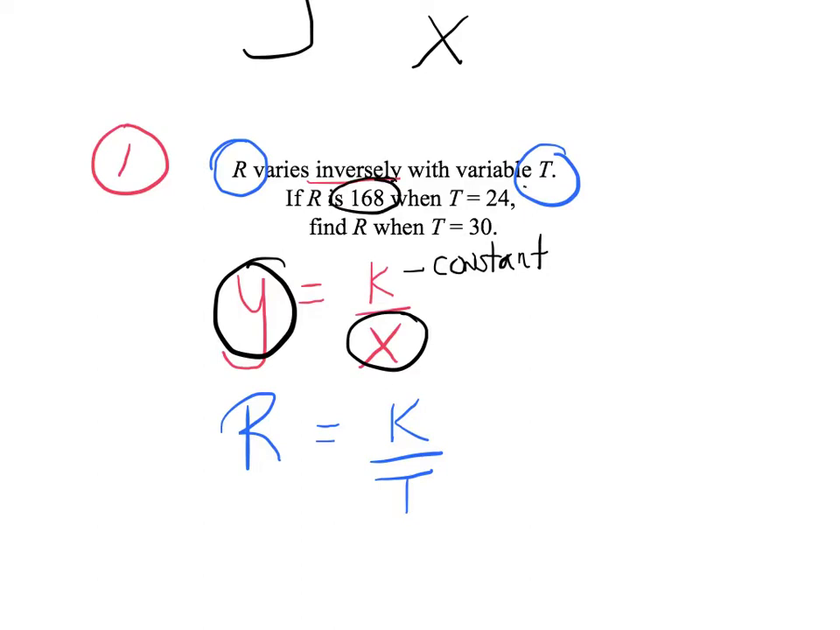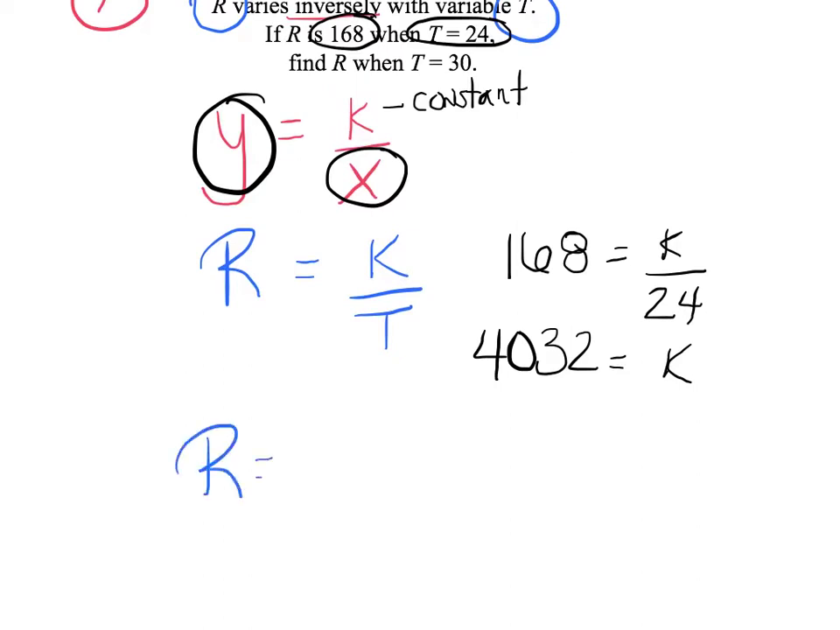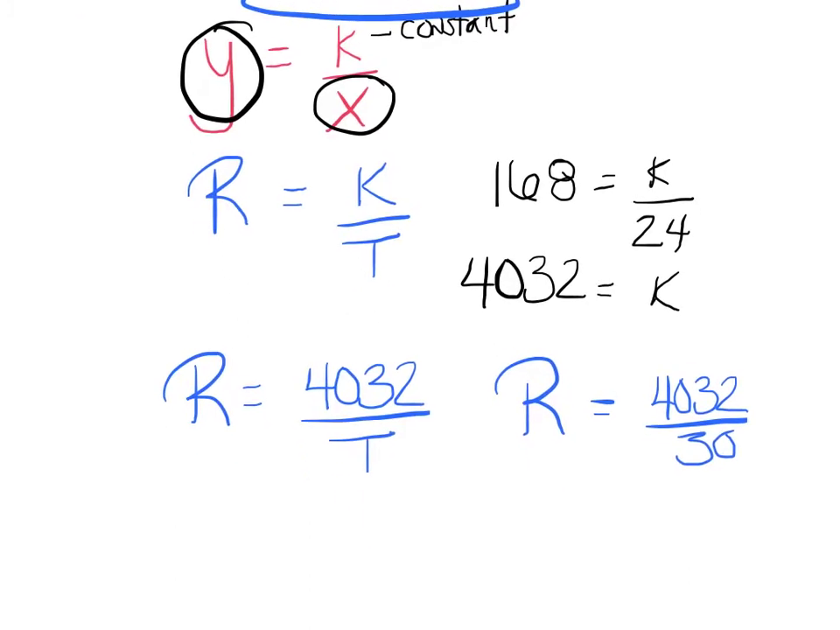When r is 168, t is 24. So 168 equals k over 24. k equals 4,032. Okay, substitute that nicely in. So I've got r equals 4,032 over t. And now it says find r when t equals 30. So r equals 4,032 divided by 30. r equals 134.4. Okay, so those are our two formulas, direct and inverse.